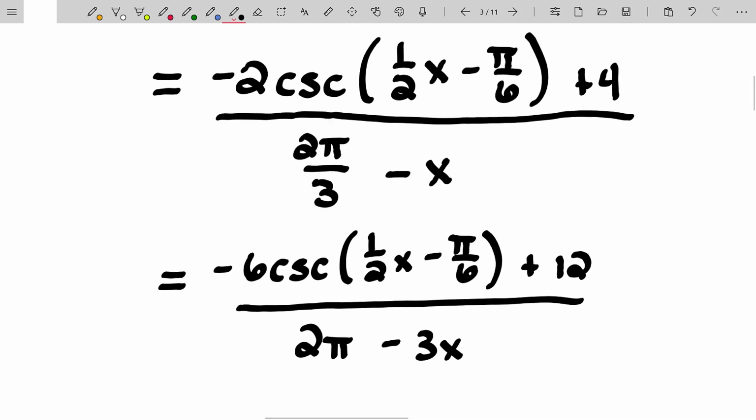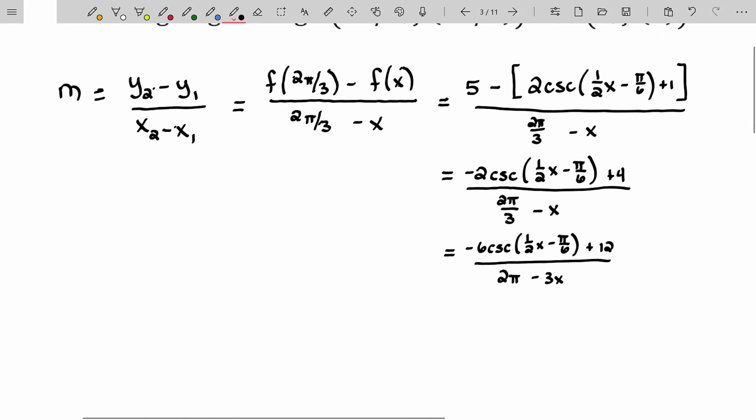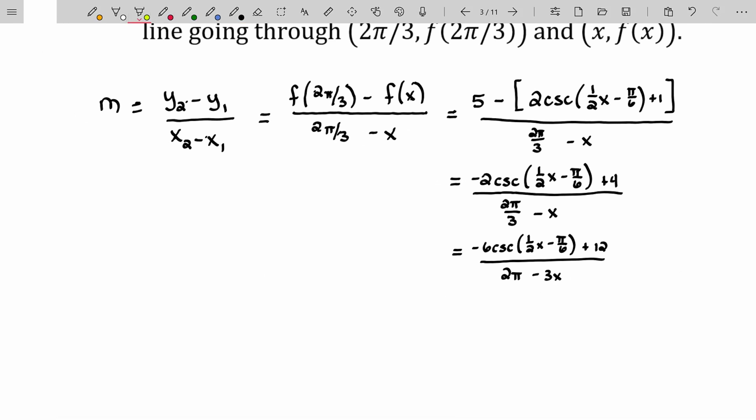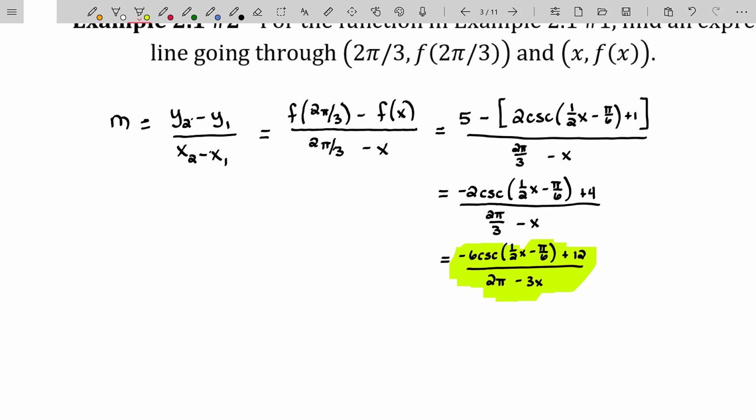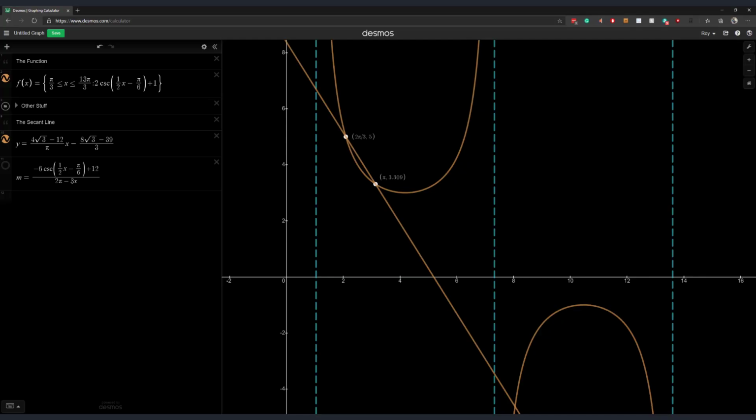That is an expression for the slope of the secant line going through 2 pi over 3 comma f of 2 pi over 3 and the point x comma f of x. And I was just about to leap away from this problem, but let's actually go to Desmos and play with this a little bit. So here we are back at our original Desmos applet that we were playing with a few minutes ago.